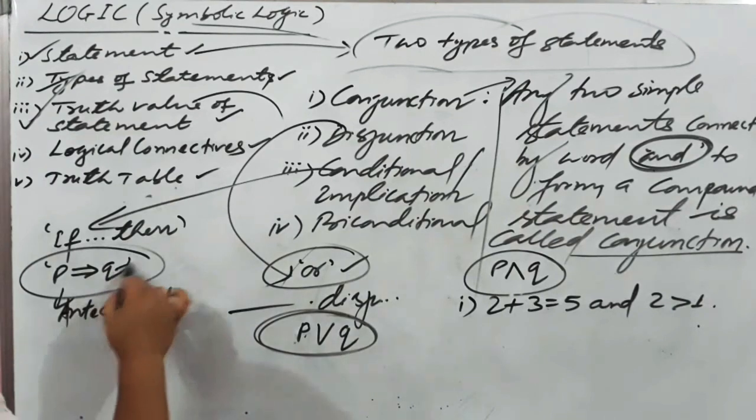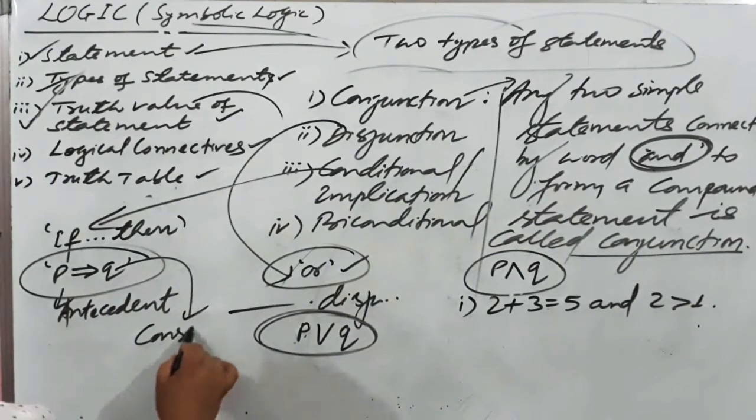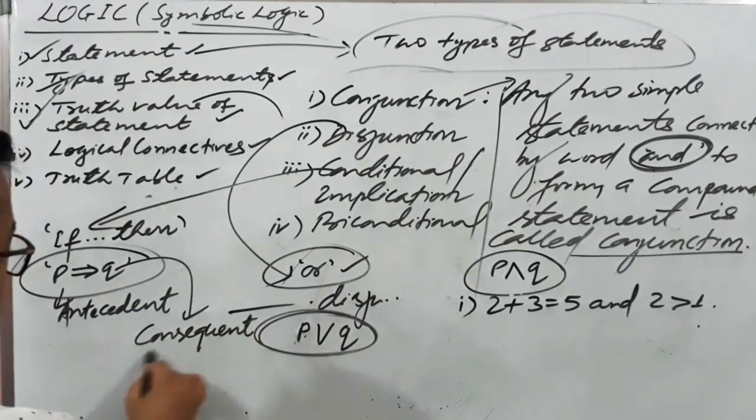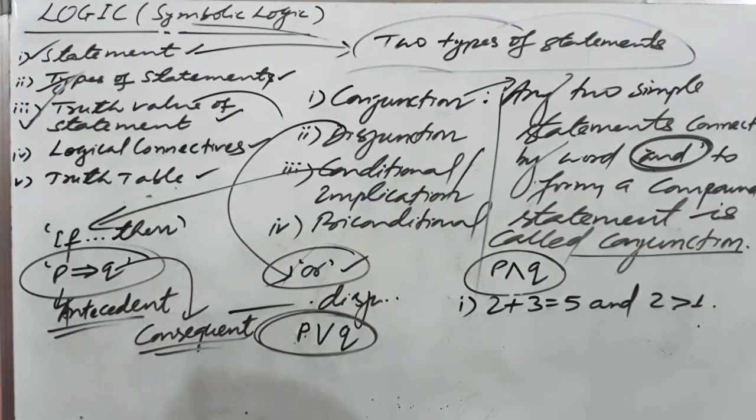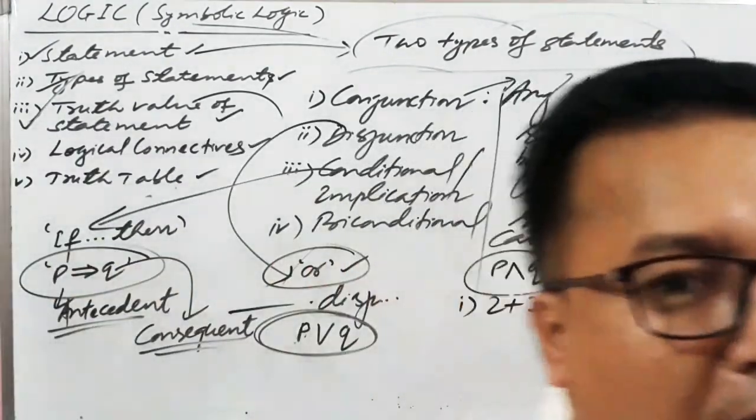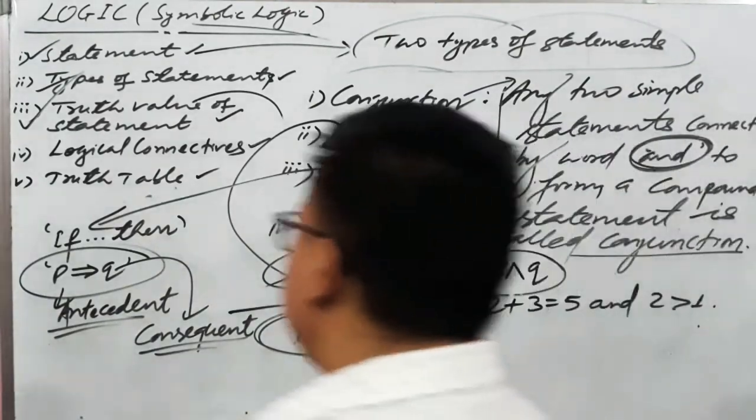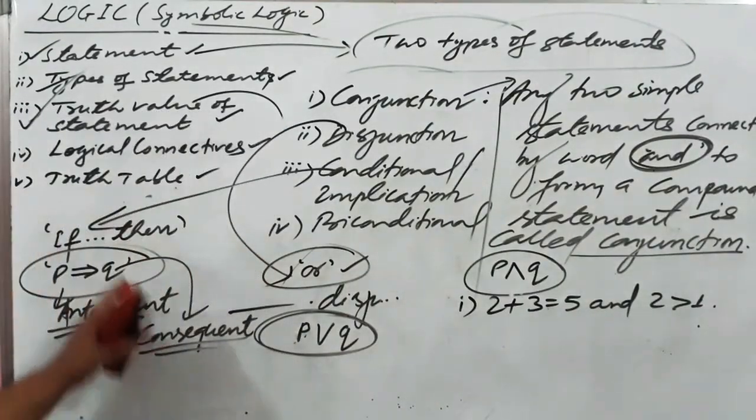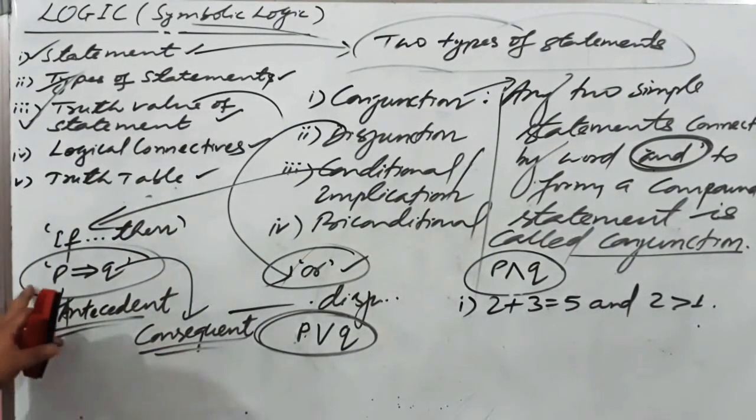P is called the antecedent and Q is called the consequent, right? So P implies Q. We read it out this way. P implies Q is symbolized like this.